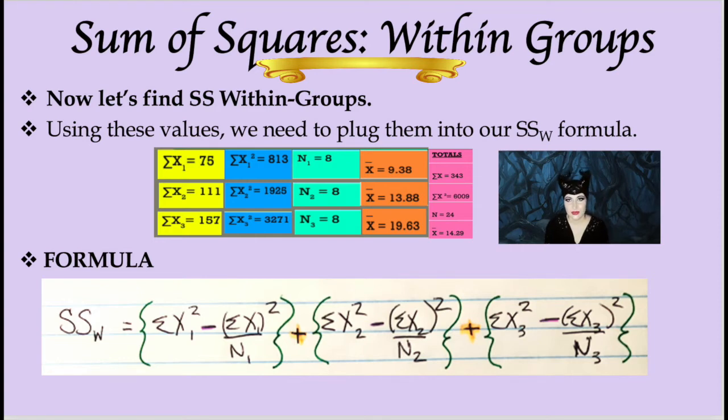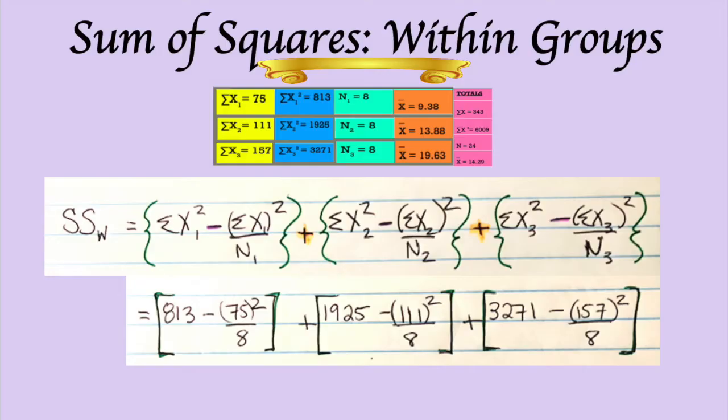So the sum of x squared for the medium hypnotic susceptibility group is 1,925. We're going to subtract that from 111 squared over 8. Then you're going to do that for the third group, which is the sum of x squared for the high hypnotic susceptibility group, which is going to be 3,271 minus 157 squared over 8. So once you plug in the values where they go, this is basically what you should be left with.